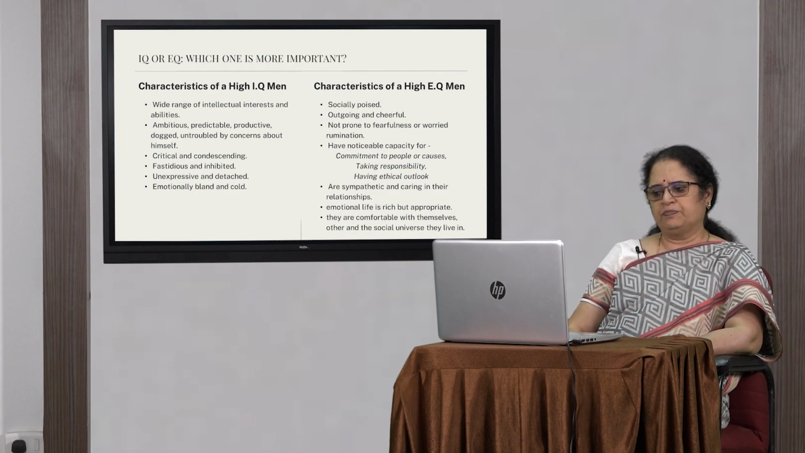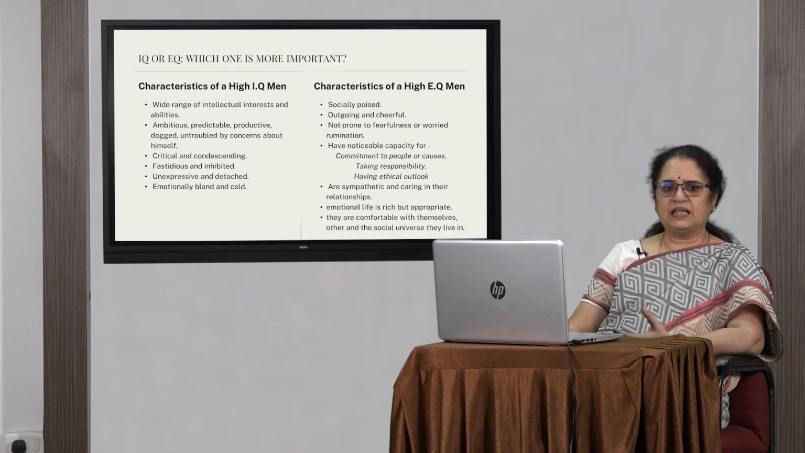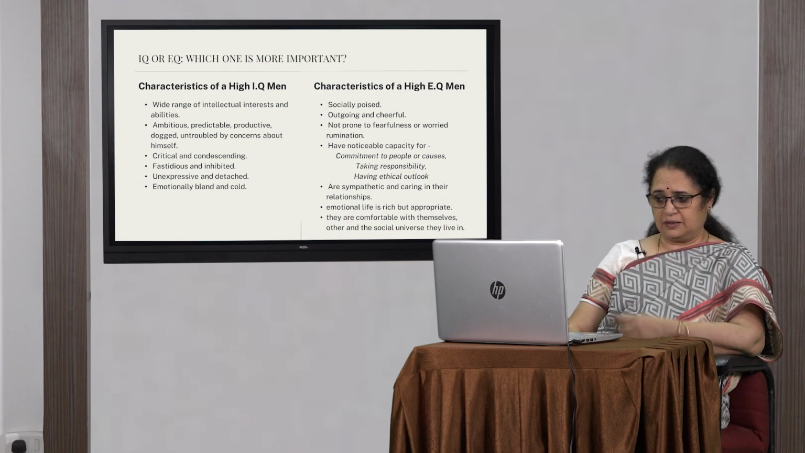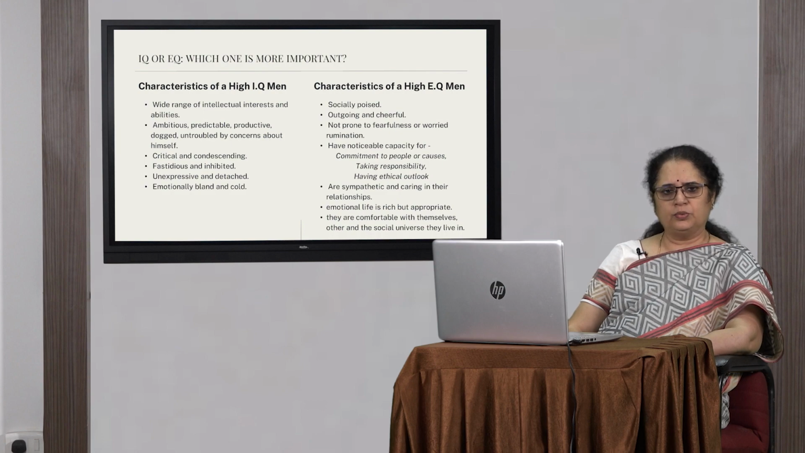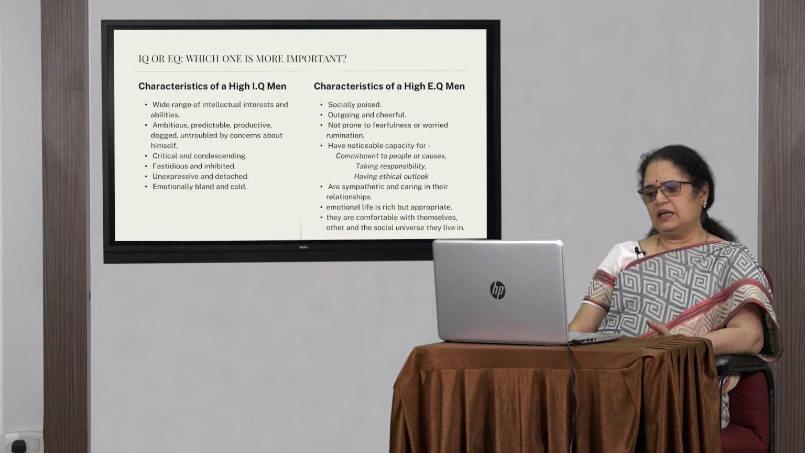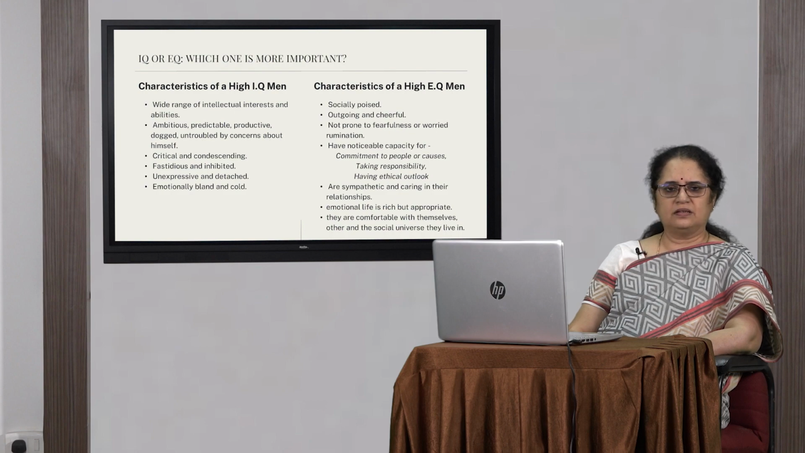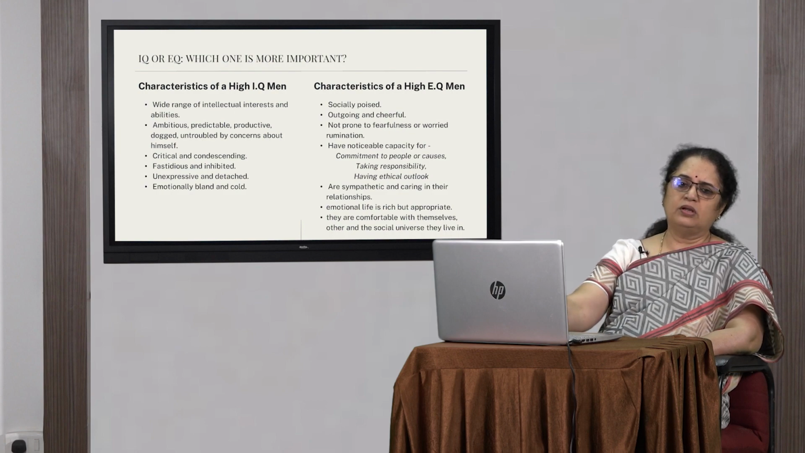of an EQ person. So, they are committed to people, they are committed to causes, they take responsibility, they have an ethical outlook in life, they are not prone to fearfulness or worry. They do not worry too much about life, and they are sympathetic, they are caring. Their emotional life is rich, but it is appropriate. That means they have a lot of satisfaction in what they do. They are able to understand their emotions, manage them well. They are able to understand other people's emotions, support them well, and they are also comfortable with others, right. So, that is the main quality of EQ.